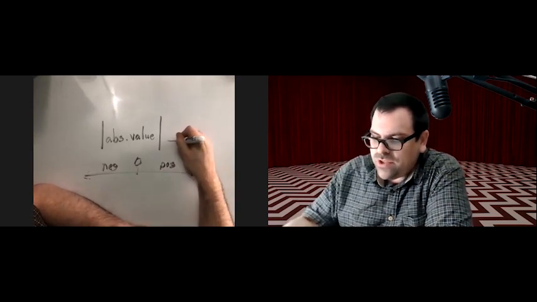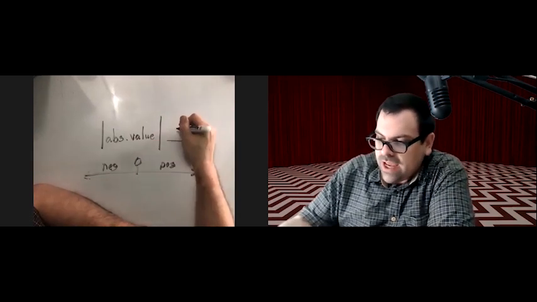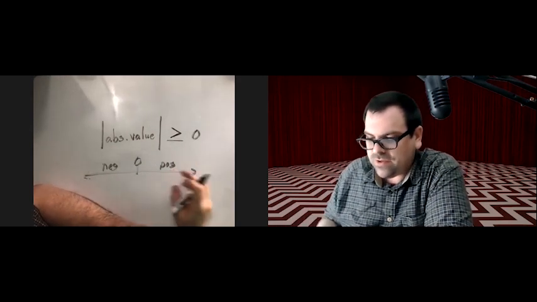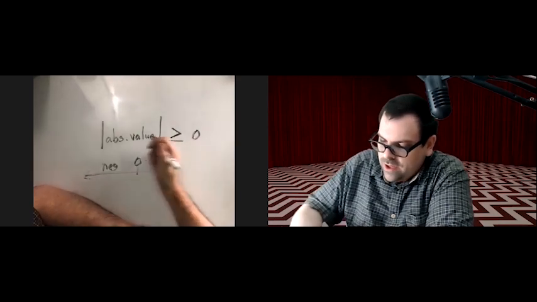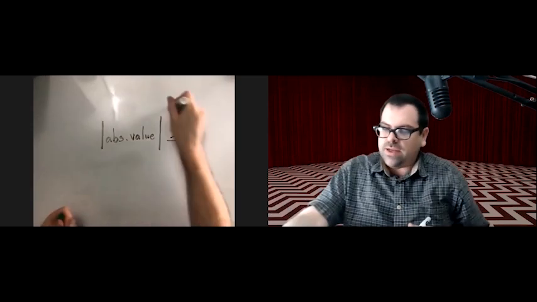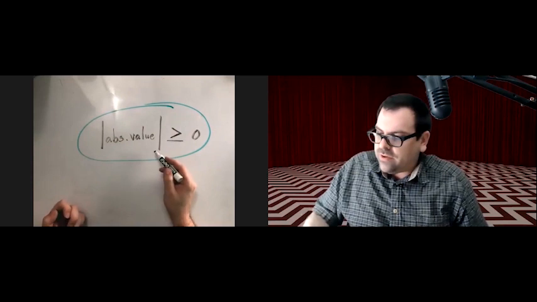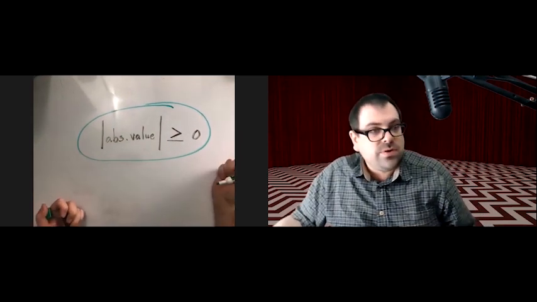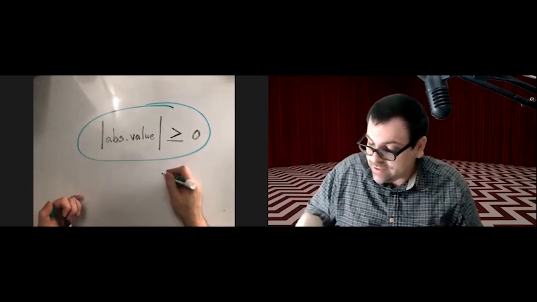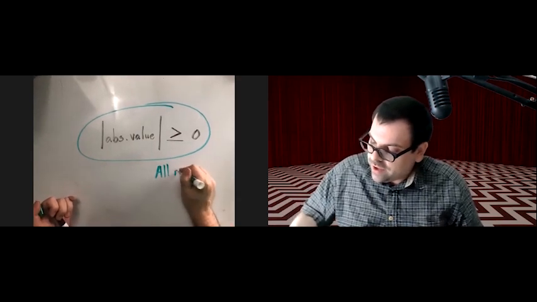We can be equal to 0, or we can be greater than 0. Positive things are greater than 0. So this is something that is always true. It is always true that an absolute value is greater than or equal to 0. So when we see this, this is a special case where our answer is going to be all real numbers.